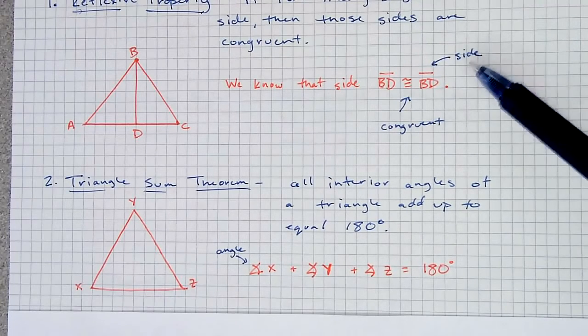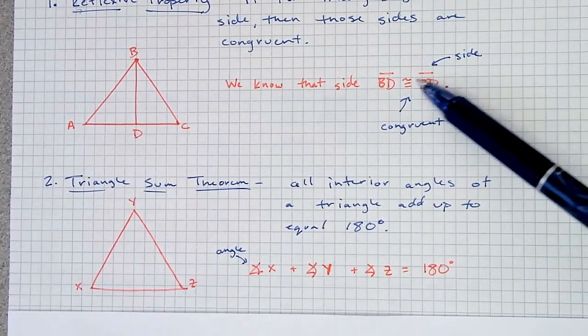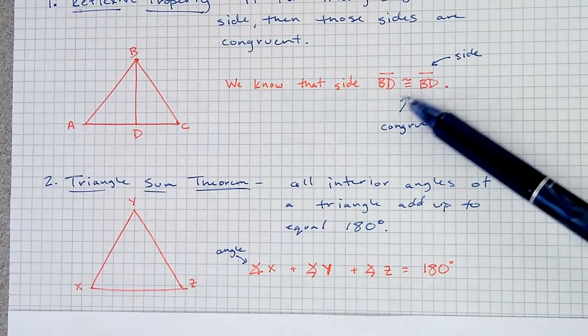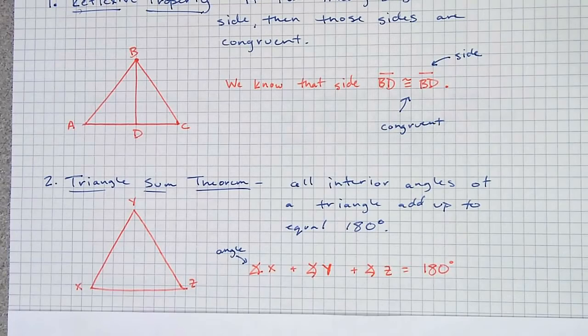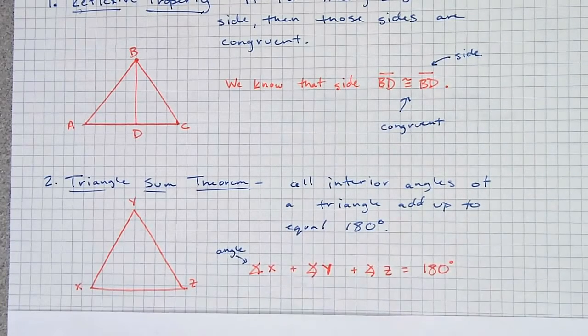Question on what are some of the symbols. First one up here, this just means side. Symbol in the middle here means congruent, equal sign with the squiggly line up top. And that symbol down there is for angle.